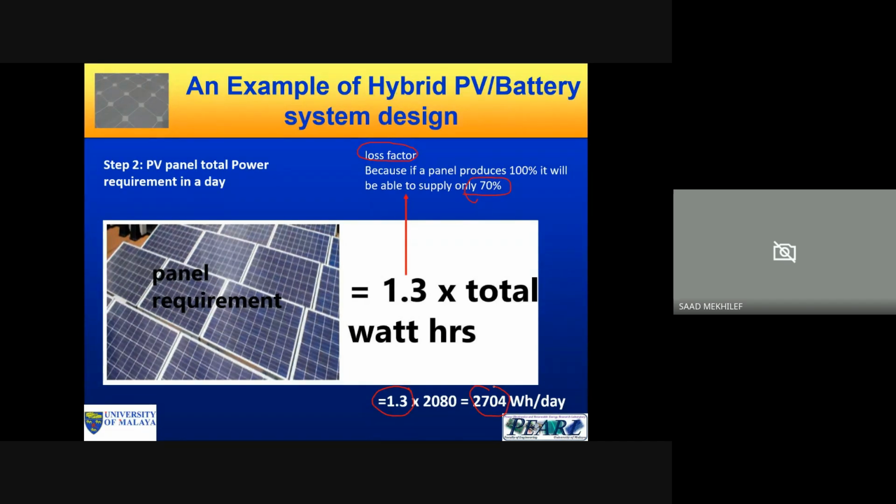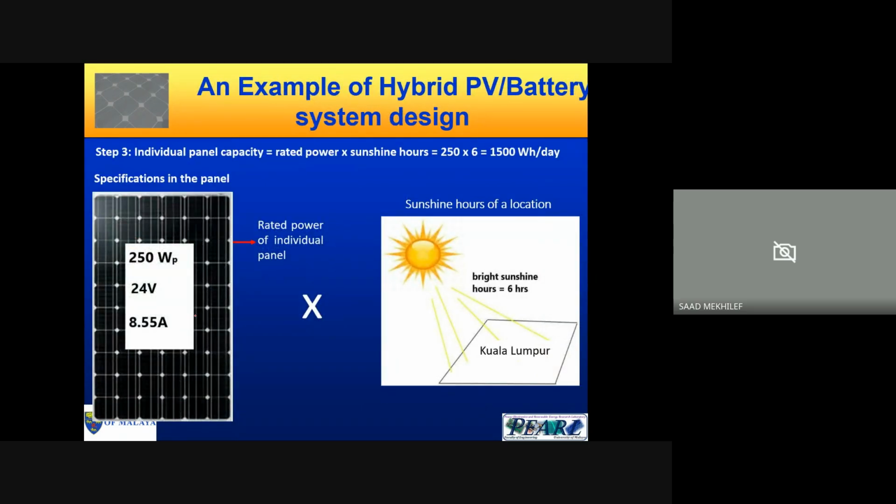If we assume that actually 100% comes from them. So, for example, we look into different PV modules. Some of them, for example, this is a 250 watt peak, 24 open circuit voltage, and 8.55 amperes short circuit current. Okay, this is the rating. So if we have 6 of them, 6 individual panels, it's equal to the rated power times the number of sunshine hours.